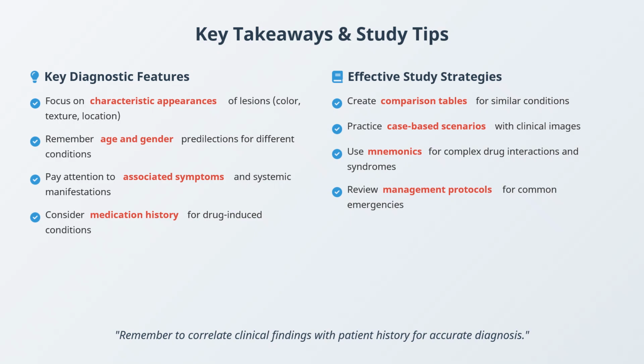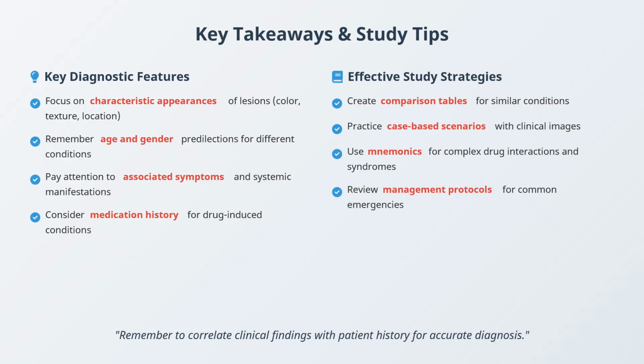Okay, a quick recap for the key takeaways and study tips. For the key diagnostic features, focus on the characteristic appearance of the lesions: color, texture, and location. Remember age and gender predilections for different conditions, and pay attention to associated symptoms and systemic manifestations, the oral manifestations of systemic diseases.